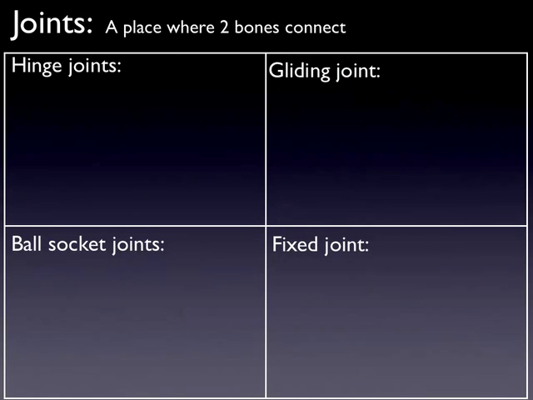Our next section, we're going to talk a little bit about joints and the different types of joints. So, as we talked about yesterday, a joint is a place where two bones connect. And there's different types of joints in the human body. We're going to talk about some of the major types, but some of them have multiple subtypes within them, but we'll just talk about the basics. So the first one is a hinge joint.